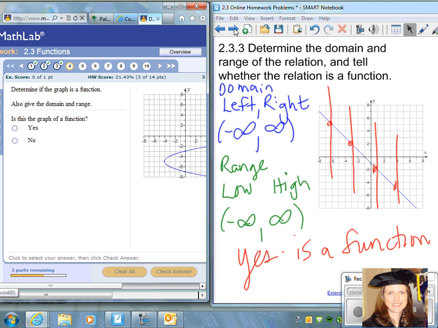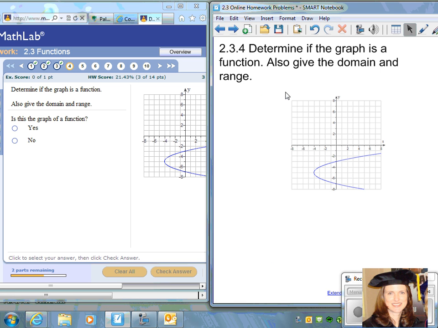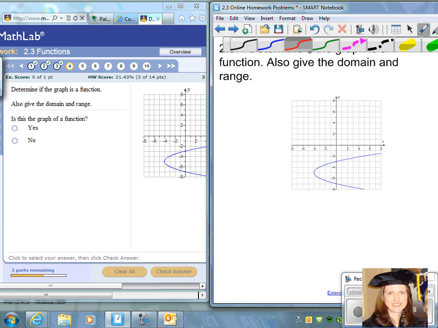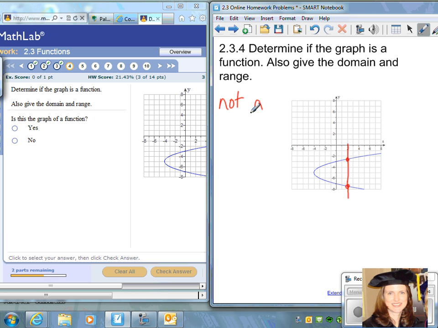Number 4. Determine if the graph is a function. Also give the domain and the range. Does this pass the vertical line test? You can draw a vertical line anywhere here, and it does go through 2 points. So we say this is not a function because it does not pass the vertical line test.